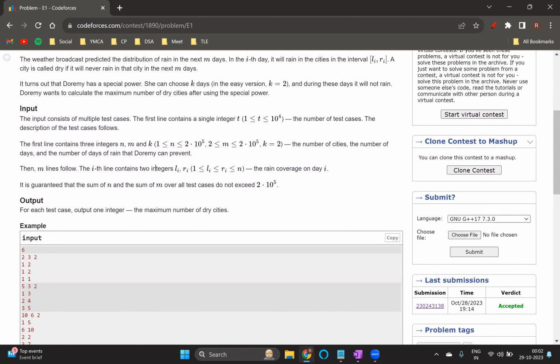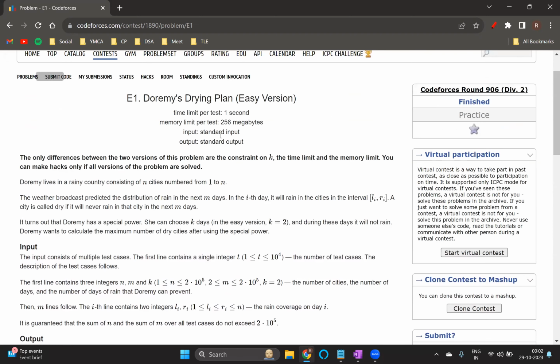So, does this make sense? And have you got some idea for the problem or not?